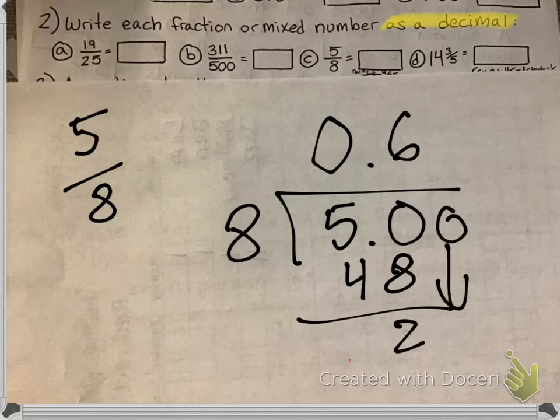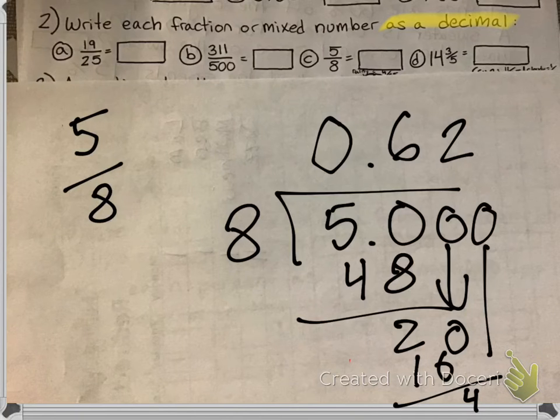We bring down our next 0. How many times does 8 go into 20? Who can tell me, Romario? How many times does 8 go into 20? 2 times. And that's 16. We have 4. We bring down our last 0. Emerson, how many times does 8 go into 40? 5 times. And it is exactly 40. So there we are done.